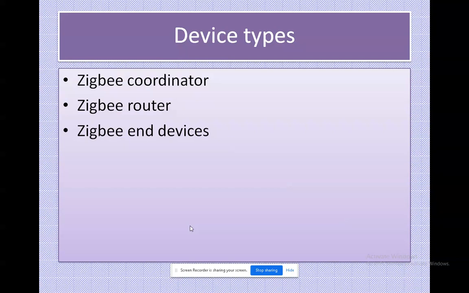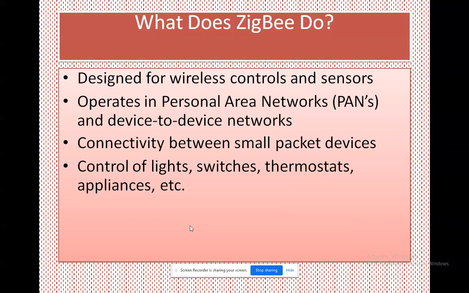There are three device types: Zigbee coordinator, Zigbee router, and Zigbee end devices. So what does Zigbee do? Zigbee is designed for wireless control and sensing. It operates in personal area networks and device-to-device networks, providing connectivity between small packet devices. It controls lights, switches, thermostats, appliances, etc. So for control purposes, you will be using Zigbee.